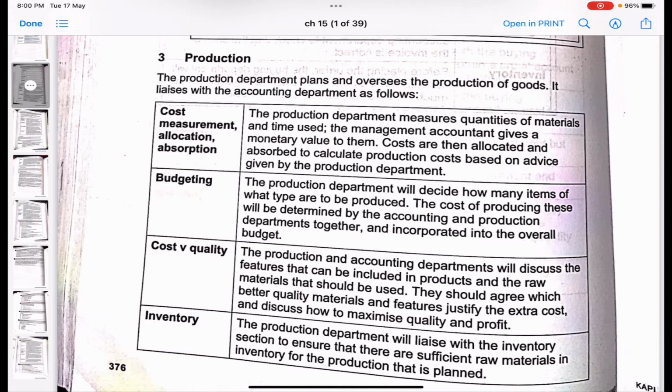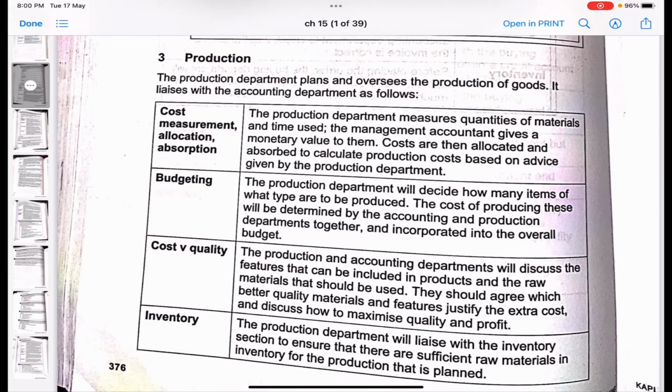Hope that's clear. So the production department and the accounts department talk about how much cost must be allocated for the specific purpose of production. And then we have budgeting. The production department will decide how many items of what type are to be produced. The cost of producing these will be determined by the accounting and production department together and incorporated into the overall budget. And then we have cost versus quality.